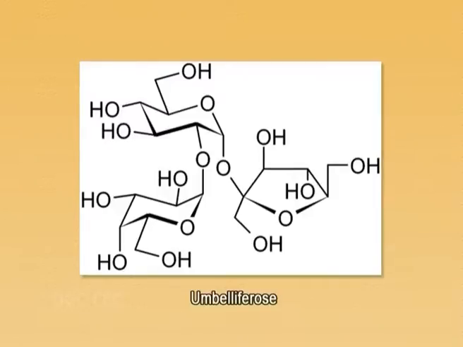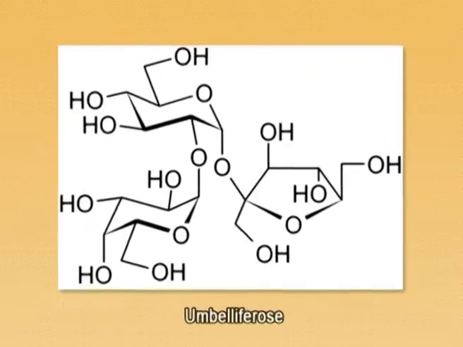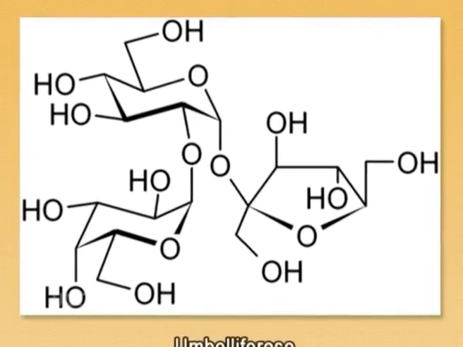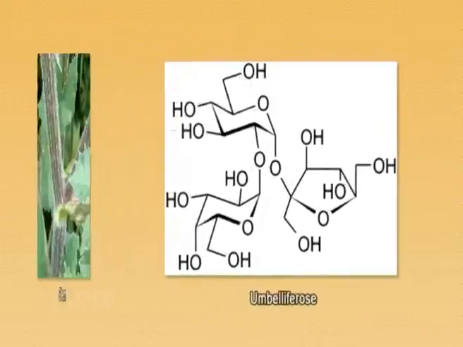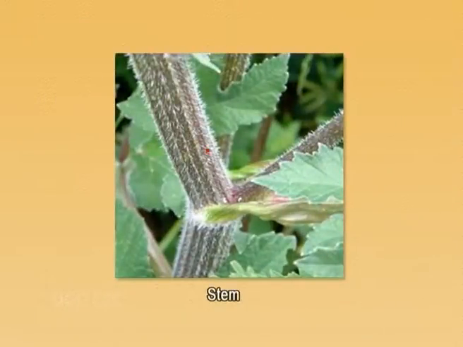A characteristic phytochemical by the name of umbelliferose is present in Apiaceae. What is this umbelliferose? It is a trisaccharide which occurs as a carbohydrate storage product. The stems are always associated with hairs, what is called pubescent, and these hairs are of various types.